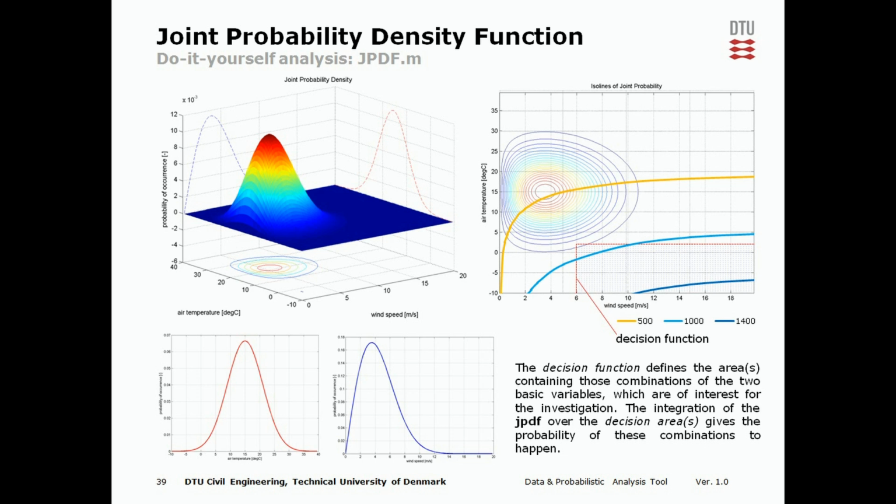So we can now define all different types of decision functions. This depends on the application, whether you're looking at structural safety, or wind comfort, or some other environmental issues. The script allows you to calculate the joint probability, to visualize the joint probability, and to have a graphical control about the joint probability and the decision functions you are going to introduce for the investigation of your particular question.